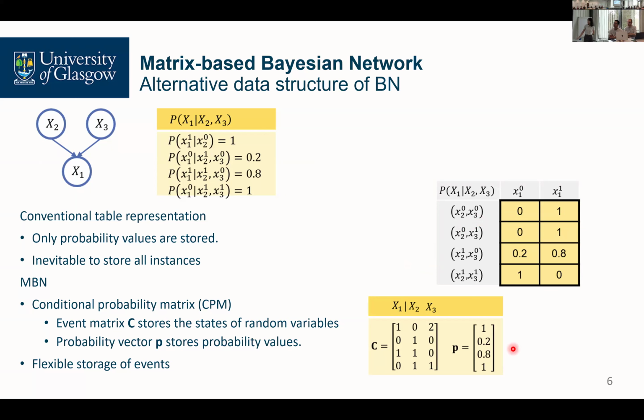And on the other hand, in case of matrix-based Bayesian network, now we use matrices instead of table, and we call it conditional probability matrix, CPM. And it contains two matrices, event matrix and the probability matrix. So in the event matrix, in each row, we define which event it is, and in the probability vector in the same row, we specify the corresponding probability. And in this way, we can be more flexible about what we store.